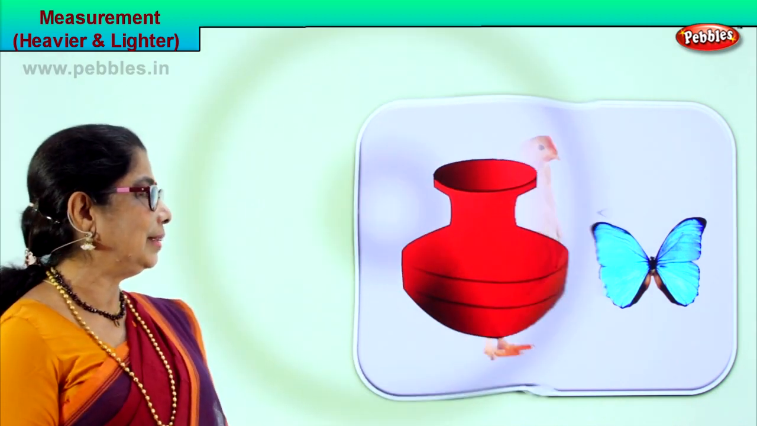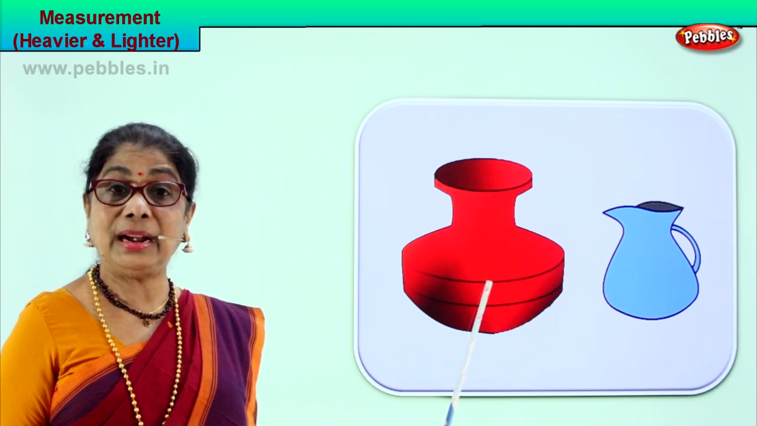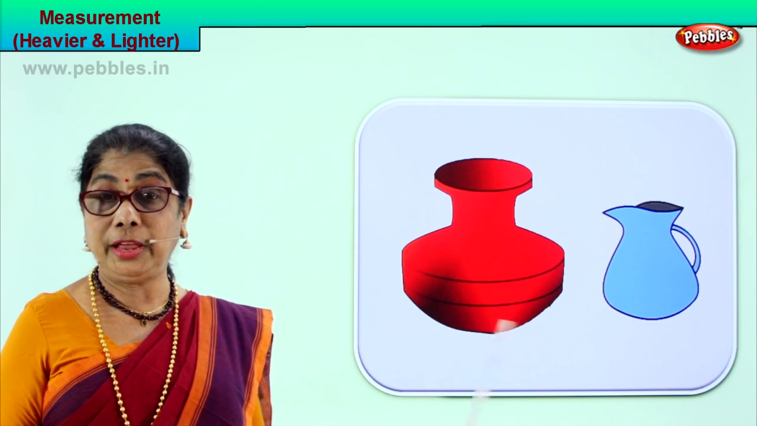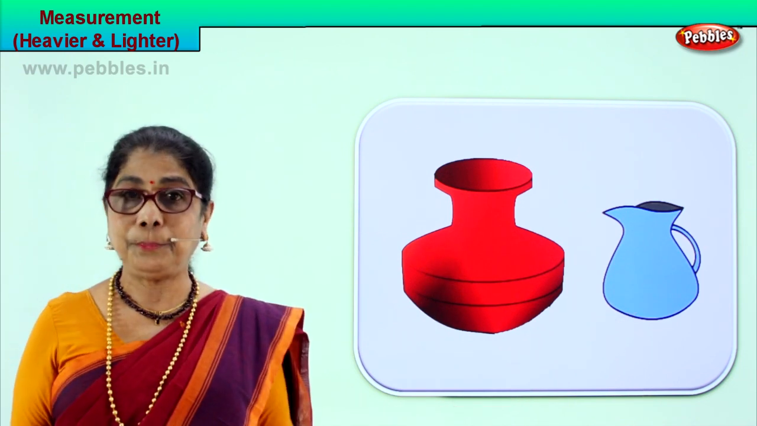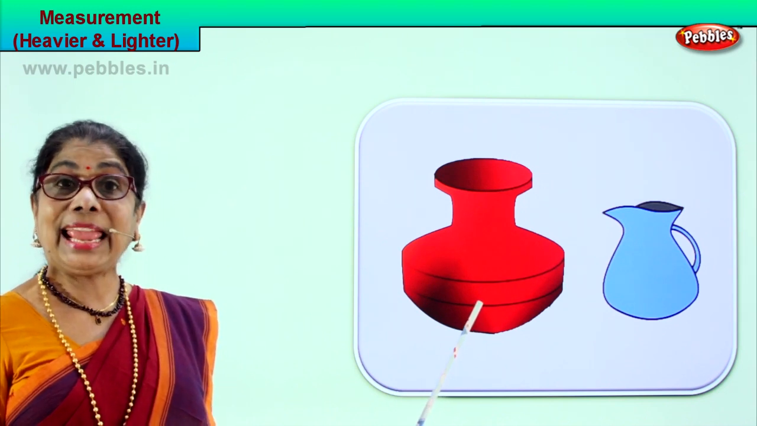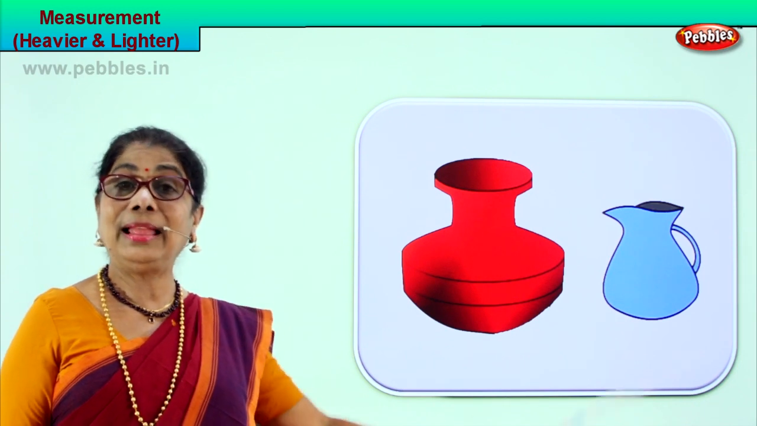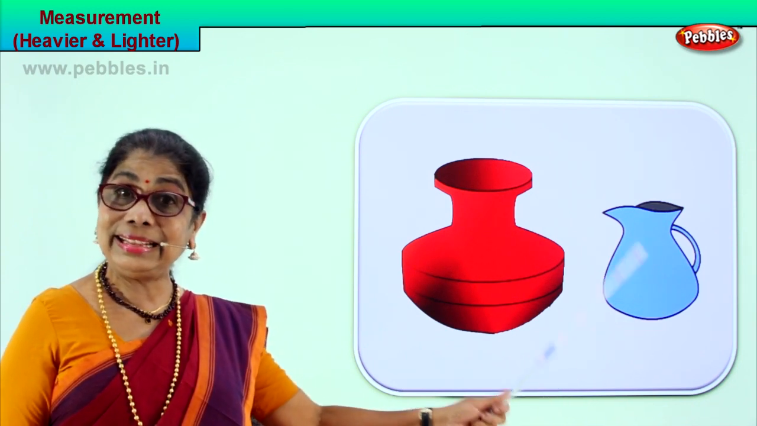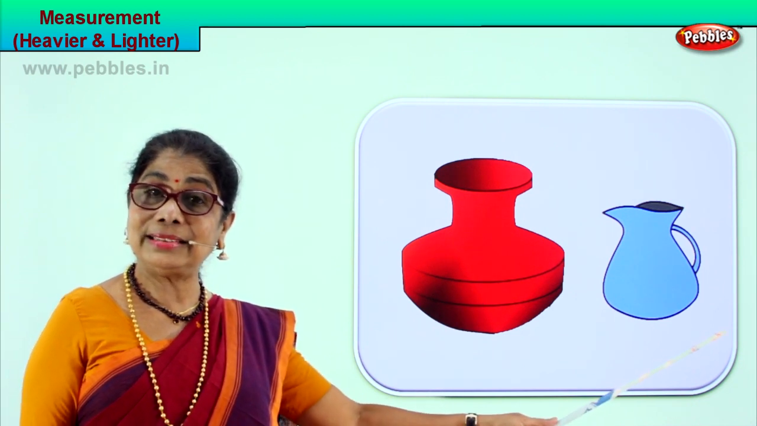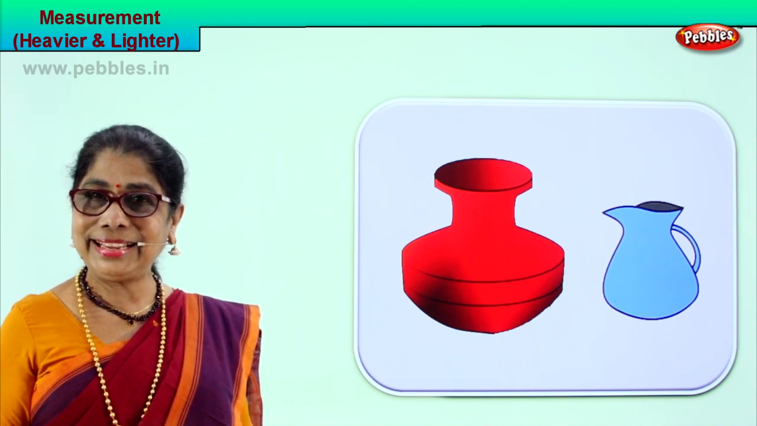Let's go to another picture. Look what we have here. We have two pots here. This pot is made of mud, clay. Certainly the clay pot will be very heavy, and this is the plastic jar. The clay pot is heavier, good, than the plastic jar. This is lighter than the mud pot. Heavier, lighter, lighter, heavier. Good.